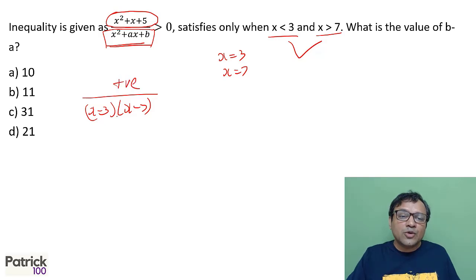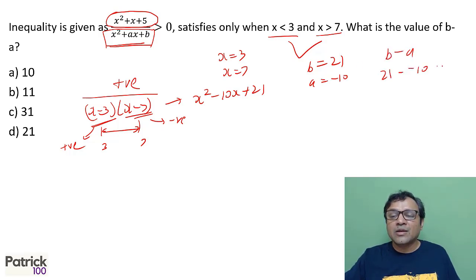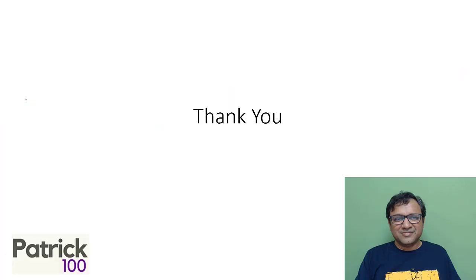So the numerator is positive. If you look at between 3 and 7, x minus 3 will be positive, but x minus 7 will be negative. Okay, if it's more than 7, both will be positive. Less than 3, both will be negative. So that means the denominator is this expression, which is x square minus 10x plus 21. So from that we get b as 21, a as minus 10. So b minus a is 21 minus of minus 10, which will give you 31 as the answer. C option. Thank you.